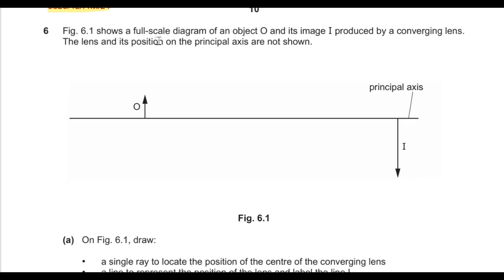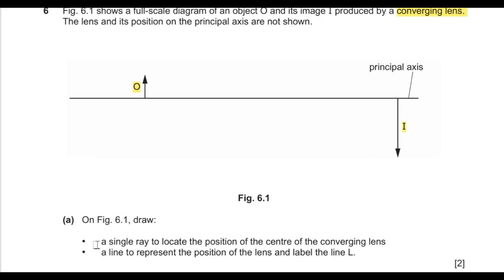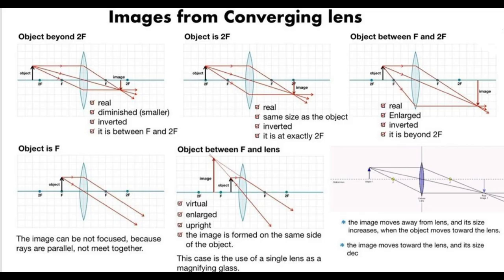Figure 6.1 shows a full scale diagram of an object O and image I produced by a converging lens. The lens and its position on the principal axis are not shown. Here we have an object, here we have an image. This is the principal axis. On figure 6.1, draw a single ray to locate the position of the center of the converging lens, and a line to represent the position of the lens and label that L.